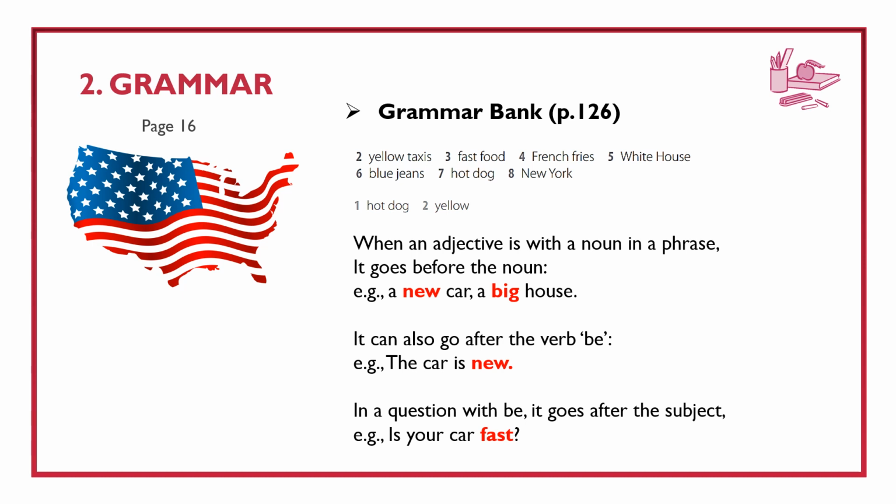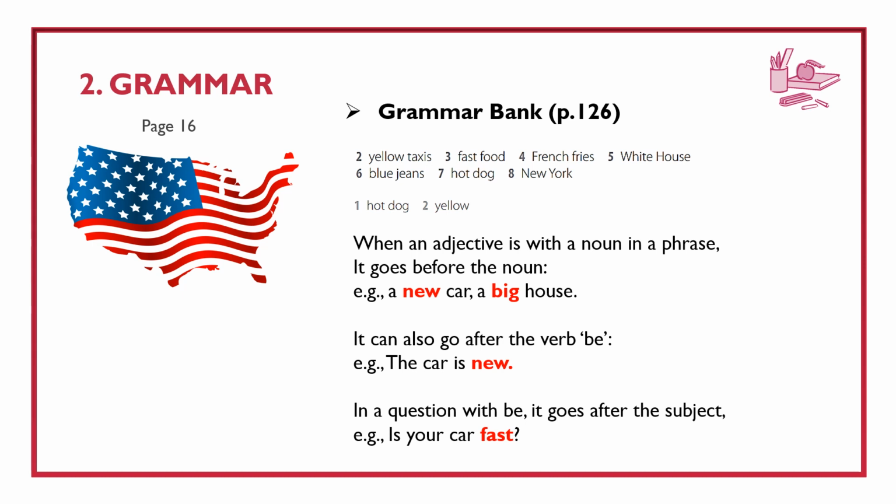So my car is new, for example: is is the to be verb, and then we have the adjective. Or the computer isn't cheap. Isn't is the negative to be verb, and cheap is the adjective. And if we have a question, then the to be verb goes to the beginning, and then the adjective comes last. So we have be, then the subject, and then the adjective. Is your car new? Is the computer cheap?